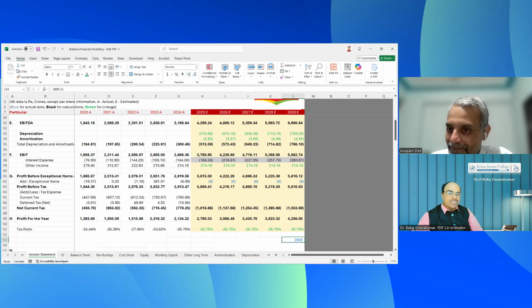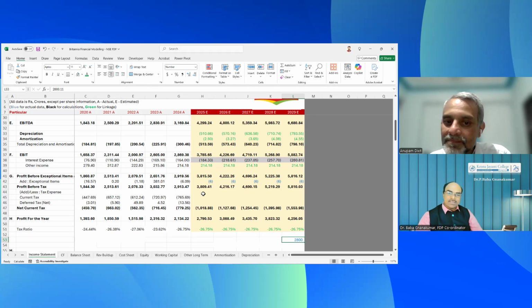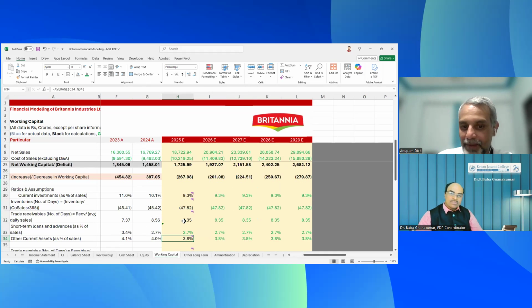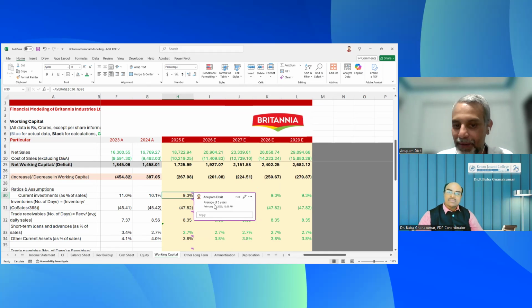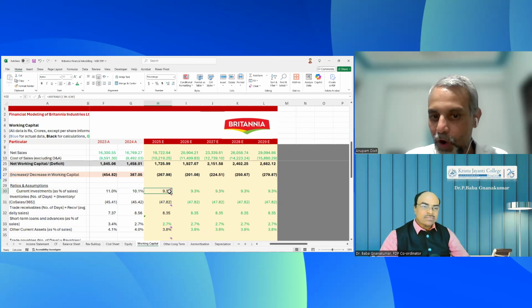Sir, there is a question in the chat. I think it is how to make this purple color text, that is the average of 5 years. Okay. So let's go to that working capital sheet, right? Here we have done this purple color. So let's say I come to this cell and I remove this note that I have written here. So I go and right click on this cell.